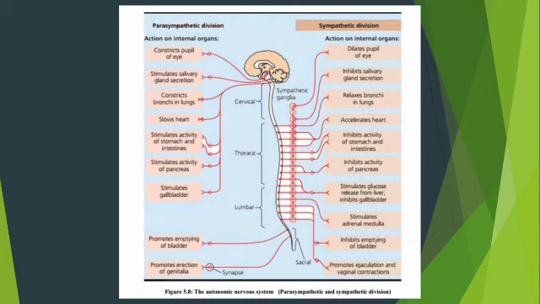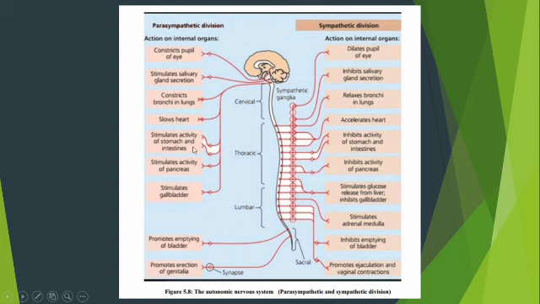The parasympathetic division constricts the pupil of the eyes, while the sympathetic division dilates the pupil. The parasympathetic division stimulates salivary gland secretion, while the sympathetic division inhibits it. The parasympathetic division constricts the bronchi in the lungs, and the sympathetic division relaxes the bronchi. The parasympathetic division slows the heart, while the sympathetic division accelerates the heart. So the opposite happens.